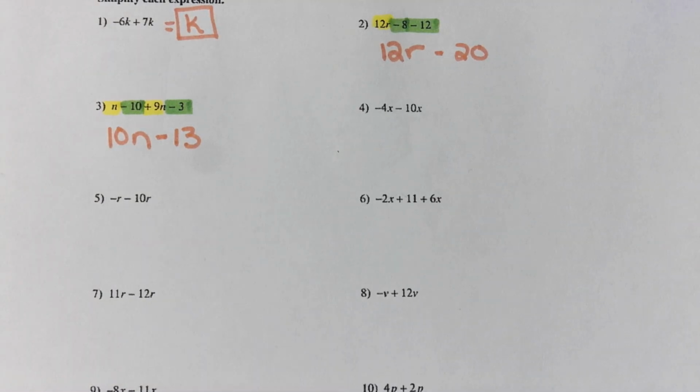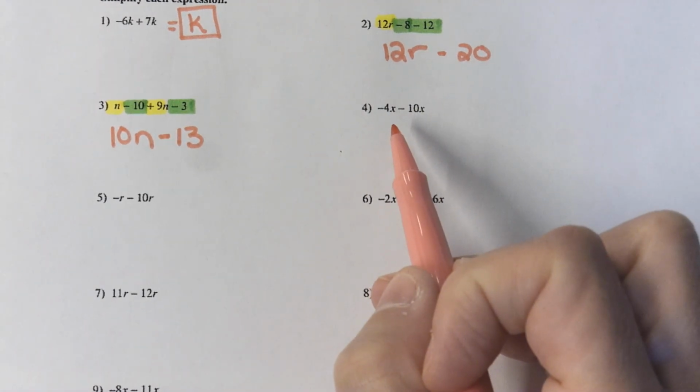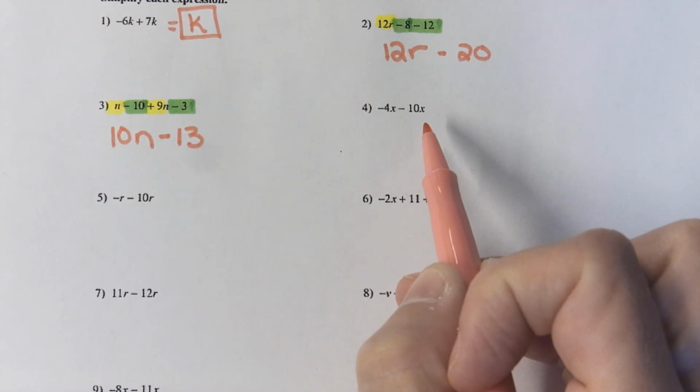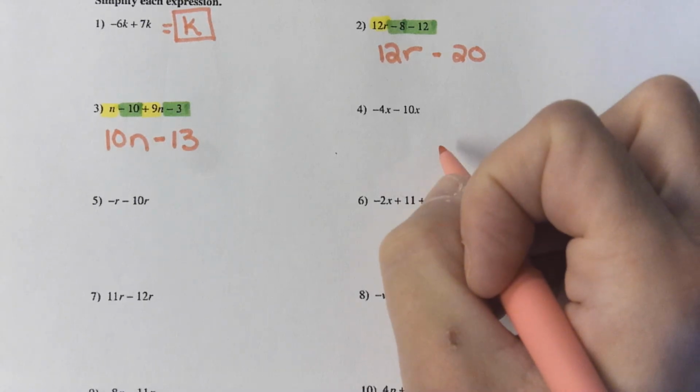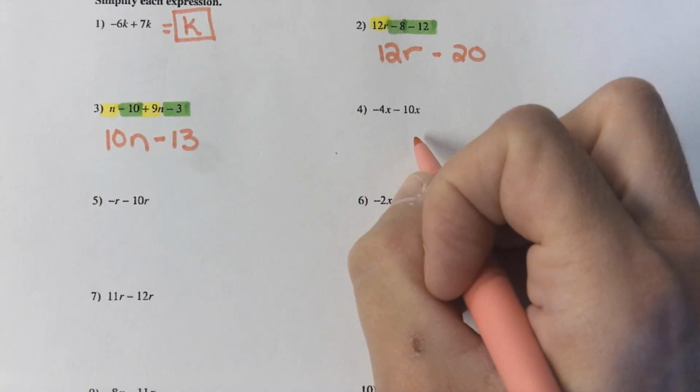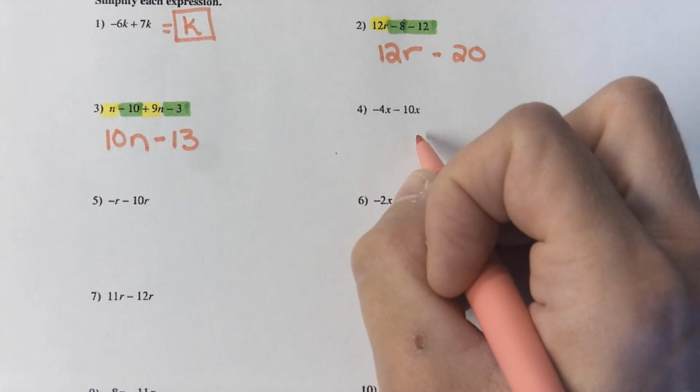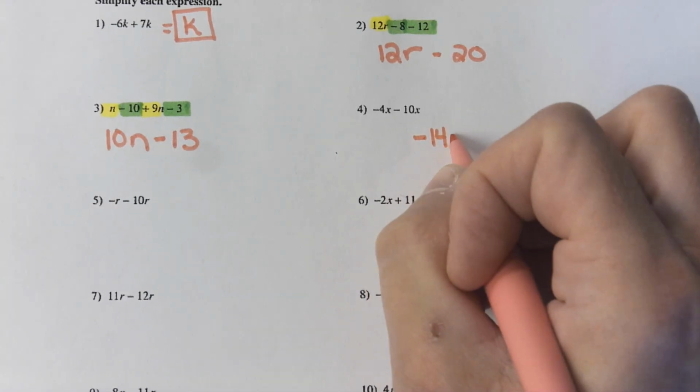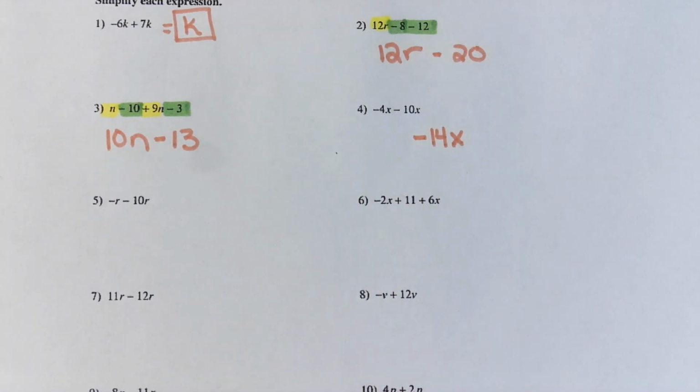Alright, Kyrie, I'm coming to you next. Let's look at number 4. Are 4x and 10x like terms? Yeah. I agree. So let's combine them together. On your calculator, if I do negative 4 minus 10 more, what am I at? Yeah, negative 14. And then we still have our x with us. Perfect. So that would be my final answer for 4.